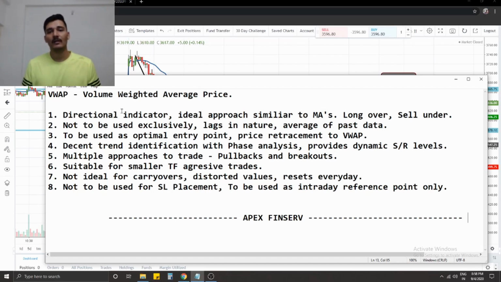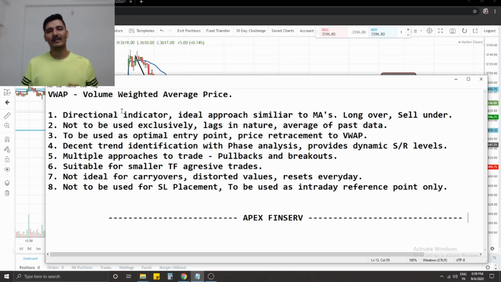In that particular place, VWAP plays that role. It gives you very well dynamic support resistance levels when you're using it on a smaller time frame. Now there are multiple approaches to trading with VWAP or to enter a trade with VWAP. Basically you have two: the breakout of VWAP and the pullbacks of VWAP. We'll look at both these things and the difference between these two when we go to the charts.